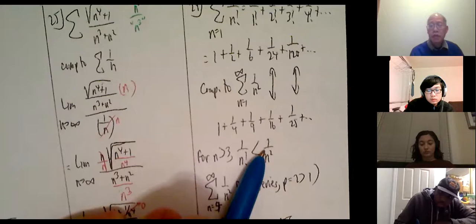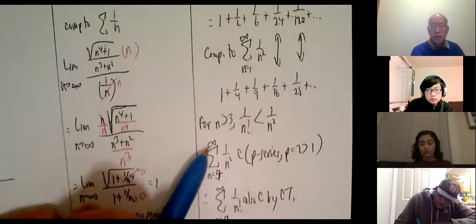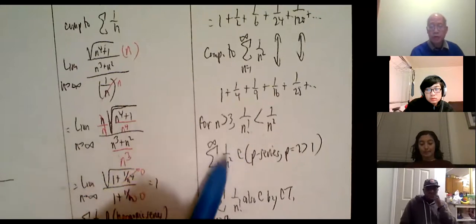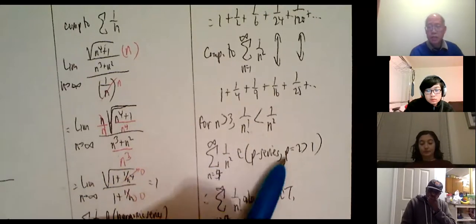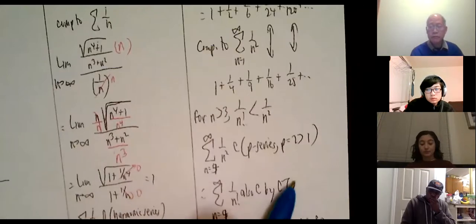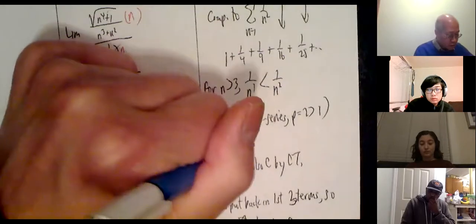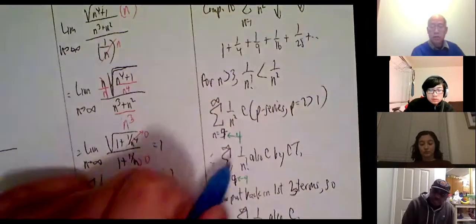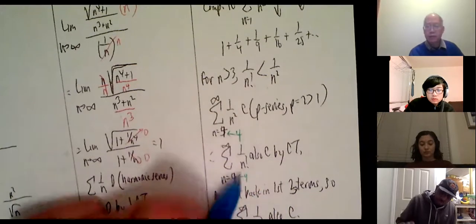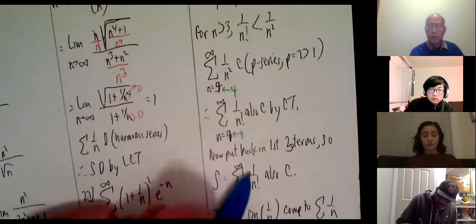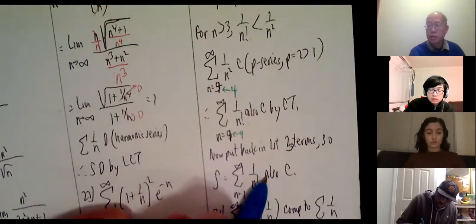The bigger series converges. Summation n equals 4 to infinity, because it's starting with n greater than 3, of 1 over n squared converges because it's a p series where p equals 2, greater than 1. Therefore, summation n equals 4 to infinity of 1 over n factorial also converges by the comparison test. And then I go back and put in the first 3 terms. So summation n equals 1 to infinity of 1 over n factorial also converges. So that's what we want to say there.